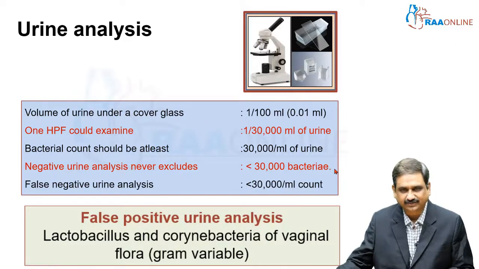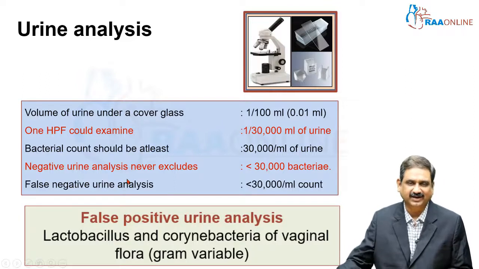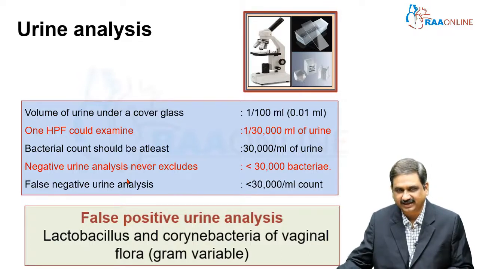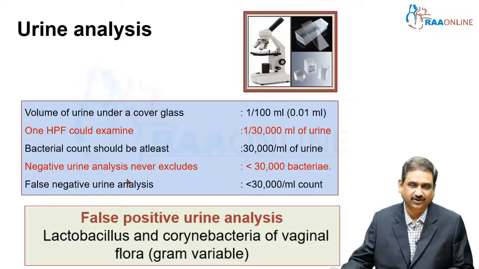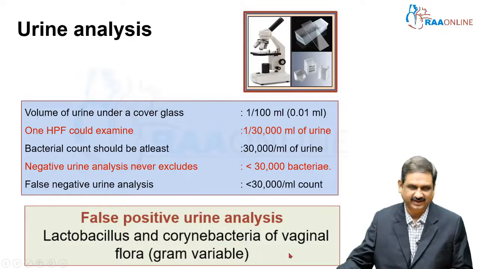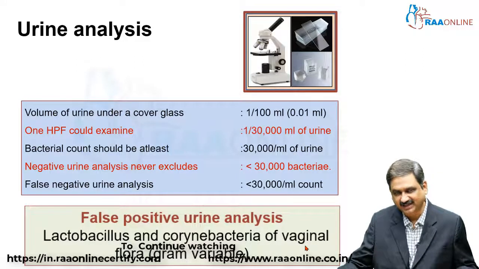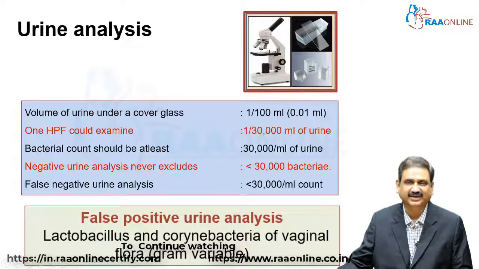Otherwise, there is a likely possibility that it may get missed in one of those high power fields that you happen to see. A negative urine analysis does not exclude infection, because any colony count less than 30,000 bacteria will not necessarily be shown in your urine microscopy. So a negative urine analysis never excludes a count of less than 30,000 bacteria. A false negative urine analysis is usually seen in patients with a low bacterial count of less than 30,000. A false positive urine analysis may also be seen with lactobacillus, corynebacteria, vaginal flora, etc. So please remember, you can get false positivity with lactobacillus and corynebacteria, and false negativity despite having an infection if the count is less than 30,000 per ml.